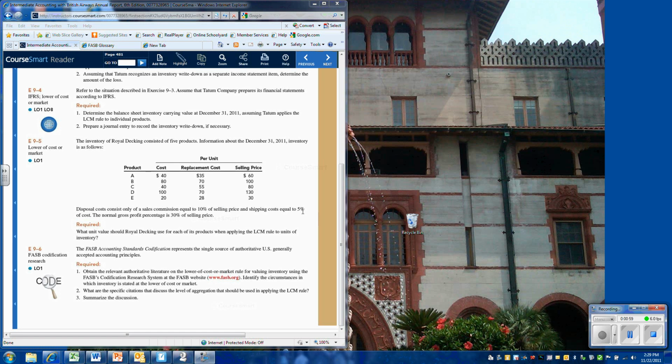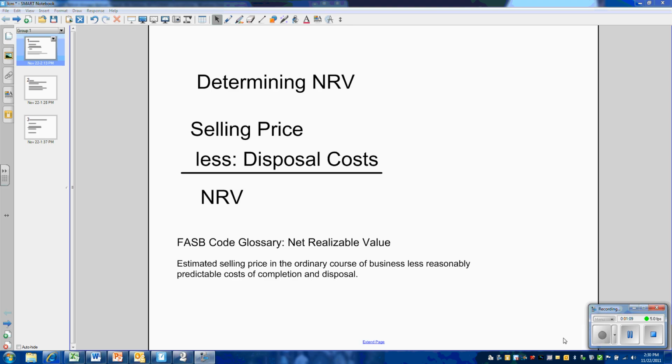So you see that we're being a little bit tricky. One of the costs relates to selling price, the commission; the shipping relates to the cost of the inventory item. The first thing we do is determine the net realizable value. The formula for net realizable value is the selling price less the disposal costs. That will yield our net realizable value.